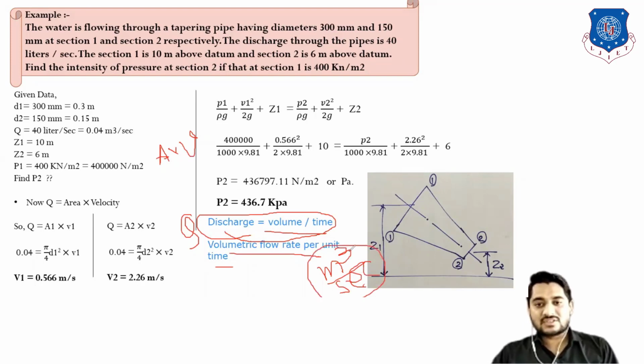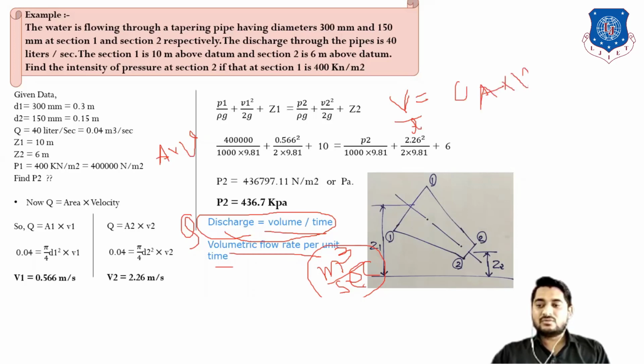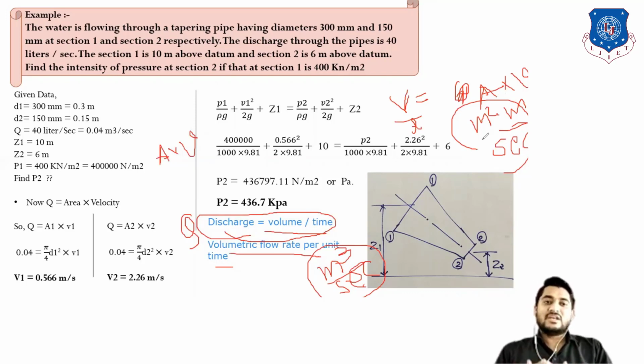So there is two equation of discharge. Remember this. First one is discharge is equal to volume divided by time, and second one is discharge is equal to area into velocity. Clear? So area into velocity. For area meter square, for velocity meter per second. So SI unit will be meter cube per second. Clear guys? So discharge will be volume by time or area into velocity. We will find discharge in meter cube per second in SI unit.